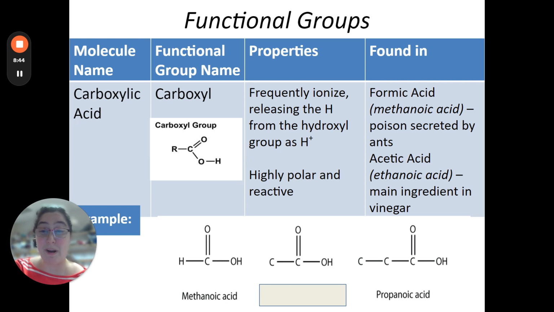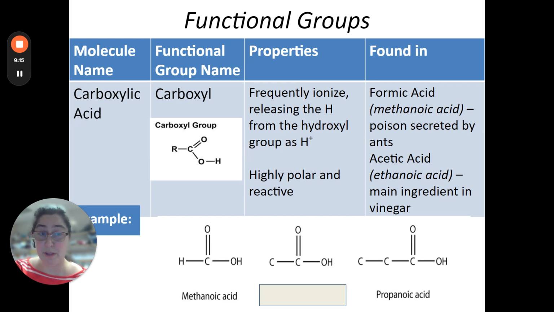So our next one is carboxylic acid. This is a carbonyl group and a hydroxyl group mushed together. So we call it a carboxyl. Carbonyl, hydroxyl, carboxyl. It's C double bond O, OH. This one has a tendency to lose that hydrogen ion, and things that lose hydrogen ions are acids. So this one frequently ionizes, it loses that hydrogen, it's highly polar, and it's highly reactive.